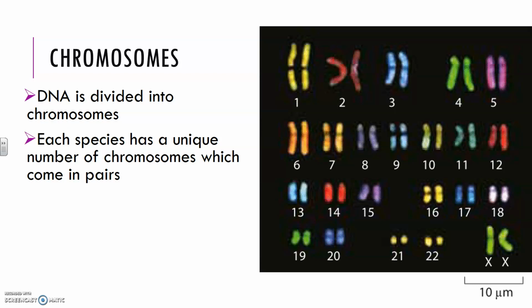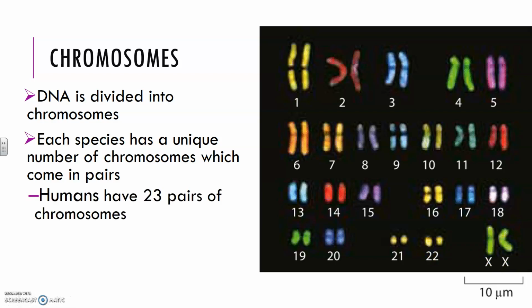Whenever you look at all of the chromosomes for a specific species in an image like this, it's called a karyotype. In this case, we are looking at a human genome. So you have your 23 pairs of chromosomes, and they're organized in decreasing size. You have 1 being the largest all the way down to 22 as the smallest, and then you have your X and Y chromosomes as well.